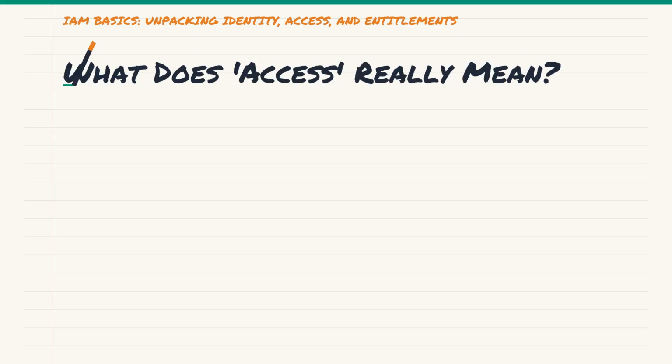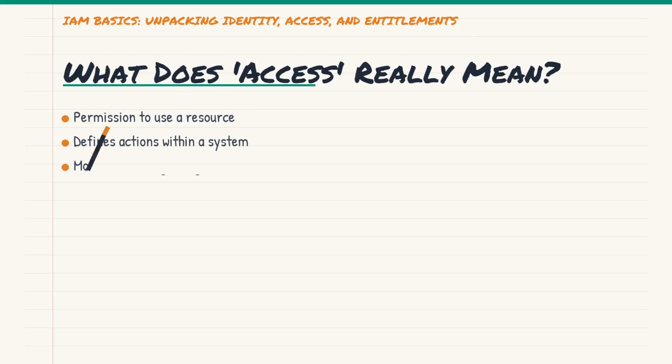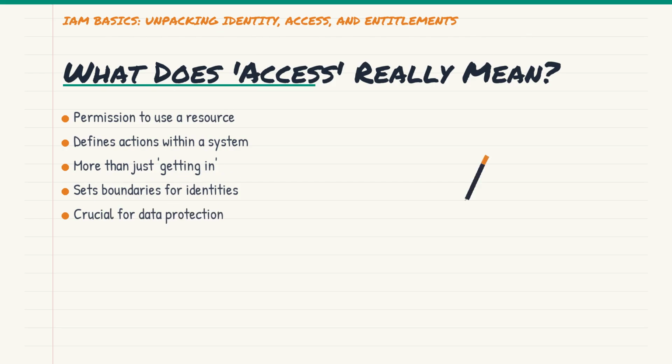Okay, so we've established who or what an identity is. Now, let's talk about access. Access simply means permission or the right to do something within a system or with a resource. It's not just about getting in, but also what you are allowed to do once you are inside.